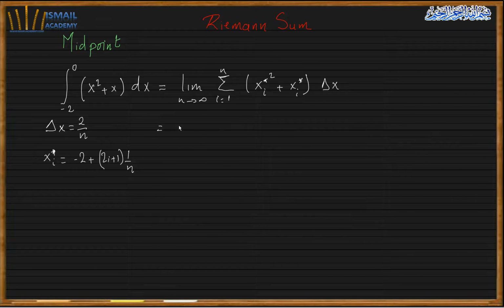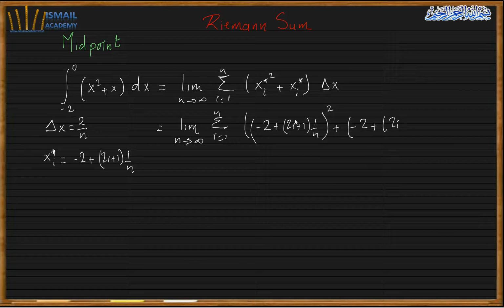So I will have the limit when n goes to infinity. So I'll go from 1 to n, and here I substitute my value. So it's going to be minus 2 plus (2i plus 1) over n, square the whole thing, plus minus 2 plus (2i plus 1) over n, and the whole thing times delta x, which is 2 over n. So 2 over n doesn't depend on i, so I can pull this one out. So that's what I'm going to do now.